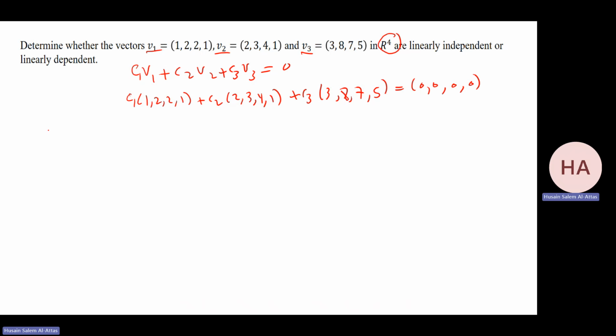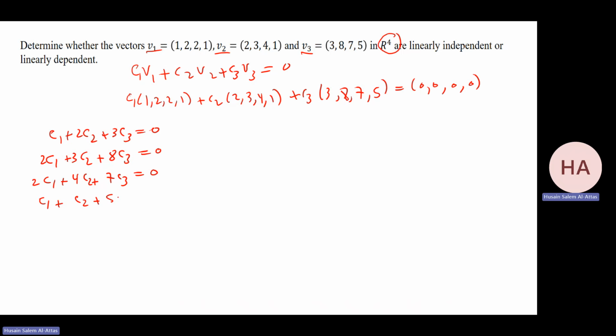So what is the system? C1 plus 2C2 plus 3C3 equal to 0. 2C1 plus 3C2 plus 8C3 is equal to 0. 2C1 plus 4C2 plus 7C3 is equal to 0. C1 plus C2 plus 5C3 is equal to 0. Let me change it into matrices, and then I will do Gauss elimination. I'll try to do it quickly.